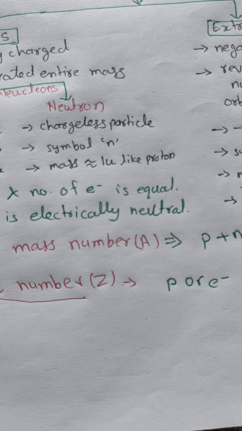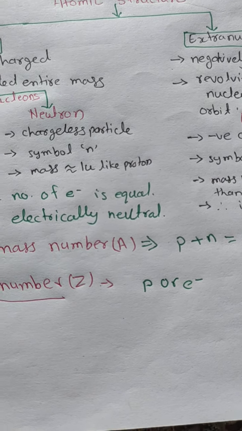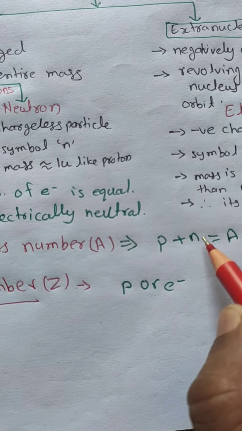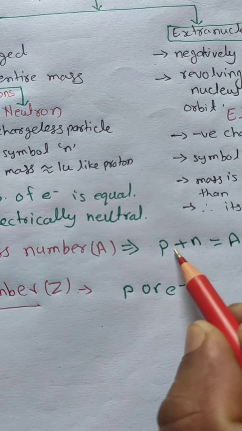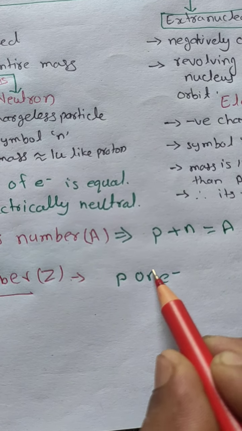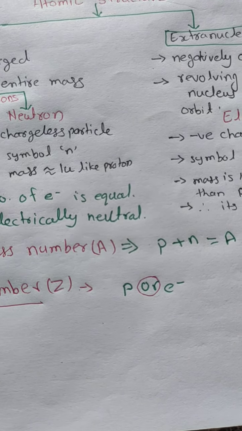These two definitions you have to write. You have to write the full table also. Don't get confused: atomic mass number is the total sum of protons and neutrons, and atomic number is protons or electrons. Or is the important word, present in the nucleus.